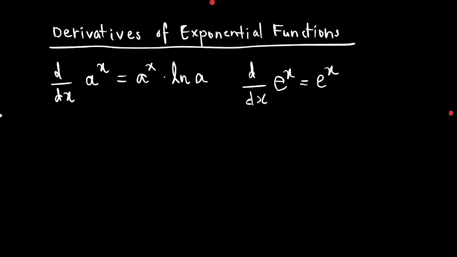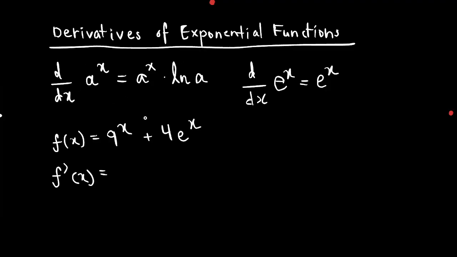So let's look at an example. If we're looking at a function f of x, which is 9 to the x plus 4 times e to the x, what is the derivative here? Our f prime of x, we just use this rule. First we find the derivative of the first term and add it to the derivative of the second one. So the derivative of 9 to the x is 9 to the x times ln of 9. And then we take the derivative of the second part. We know that the derivative of e to the x is just going to be e to the x.